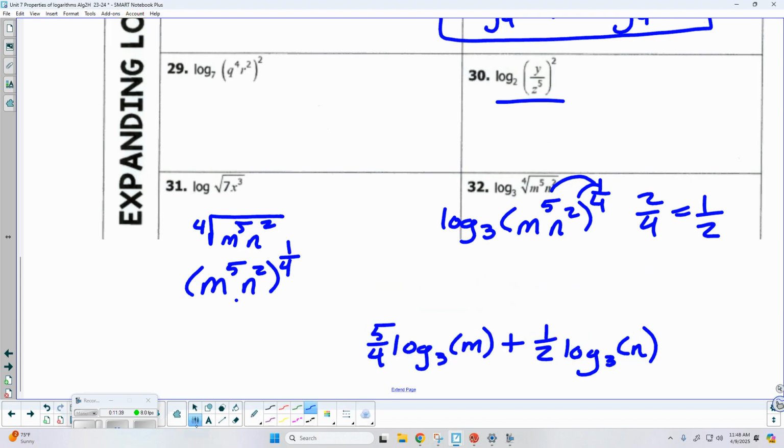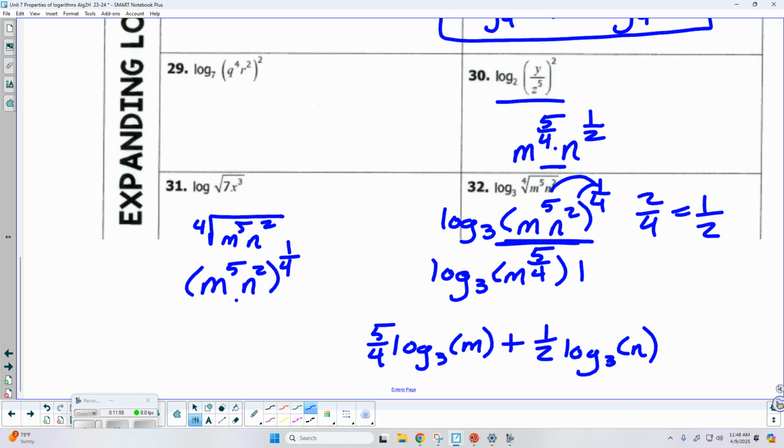So if we're going to work with the fact that this is now m to the 5/4 times n to the 1/2, first I'm going to break these apart. I'm going to say log base 3 of m to the 5/4 power, and then plus log base 3 of n to the 1/2. See, all I would need to do now is take those powers, even though they're fractional, pull them to the front.